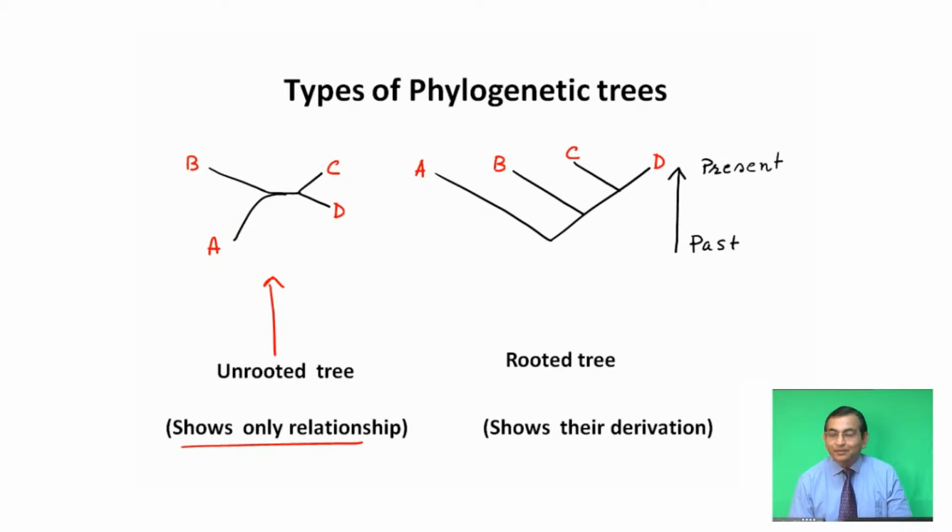On the other hand, the rooted tree shows their derivation, that is, from which place they originated. A and D originated from a common ancestor, and B and C also originated from another ancestor.